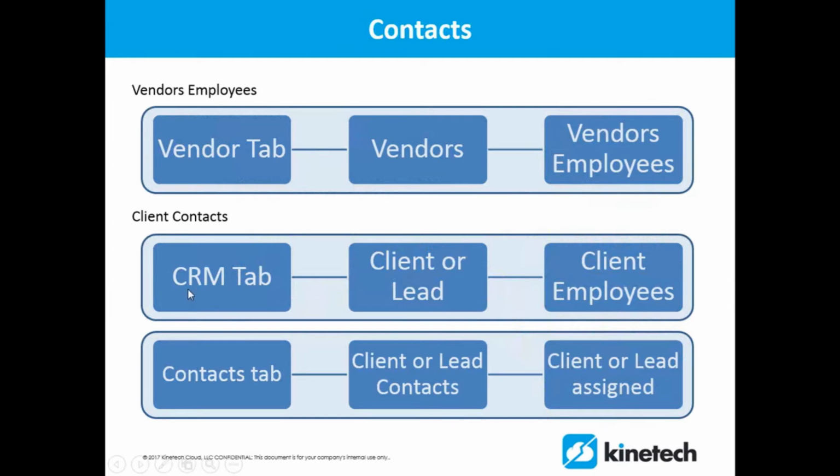And then for client contacts, there's two ways to do it. You can either go into the CRM tab. Again, that's one of those tabs on the left from the overview. So your CRM tab or your contacts tab. When you're going into the CRM tab, you would then go into a client or a lead, and then you would see the client employees there, and you can add as many as you need to from there. This will let you track your sales activities and all of those other things. The contacts tab, you'll just see a list of all of your clients or leads across any one of the companies that you have in the system, and then you can assign a client or lead after you create a new one.